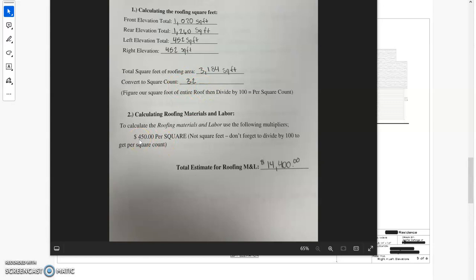Here's your calculation: $450 per square times the 32, and you get $14,400 for your roofing. The $14,400 is what is going to go into your Excel sheet.